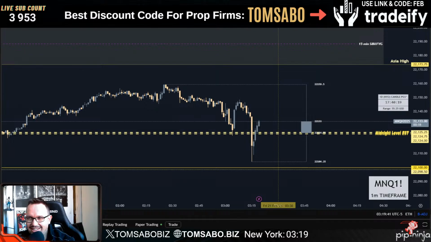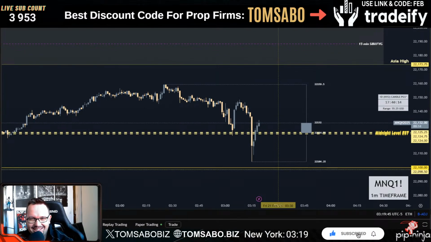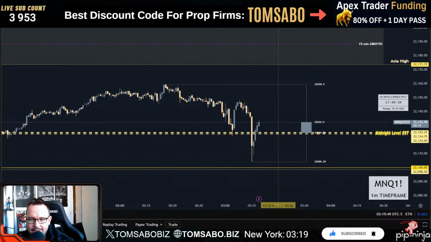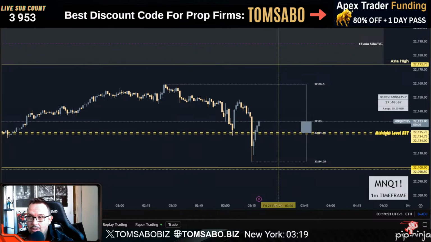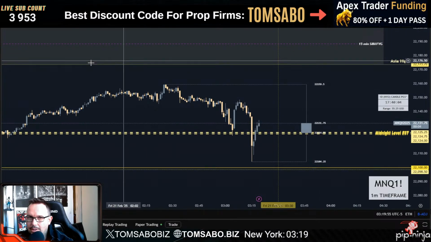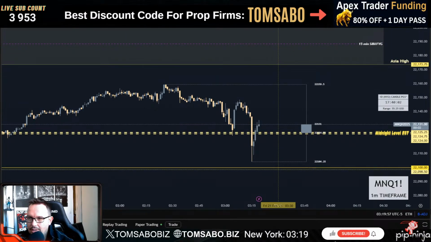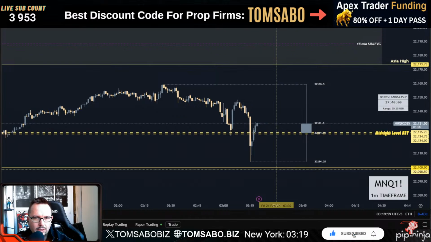Daily trend line last Thursday. We could test that possibility. Yeah, we could. And that's a strong level up there, by the way. So that's a strong level.